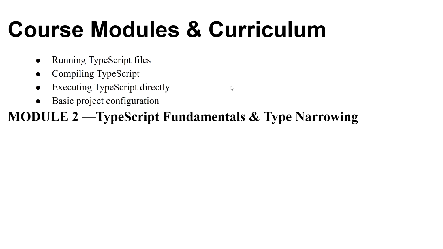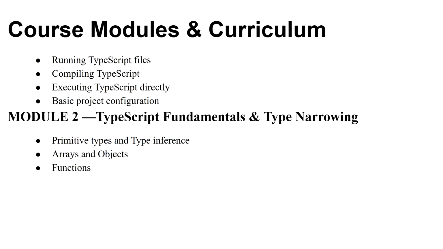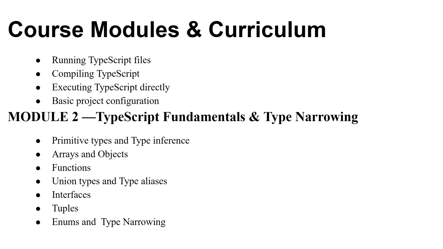TypeScript effortlessly. Module 2. TypeScript fundamentals and type narrowing. Your environment is locked in now. It is time to build your foundation in Module 2. We are diving into primitive types, type inference, functions, arrays, and objects. You will learn to write custom types using type aliases, organize distinct values with enums, and strictly control array structures using tuples. Most importantly, we will master type narrowing, the core technique TypeScript uses to guarantee safety when working with dynamic union types.